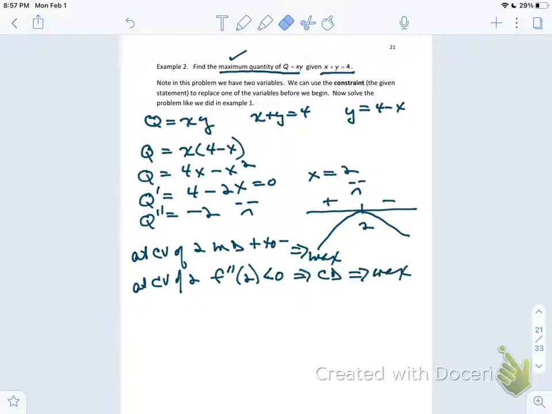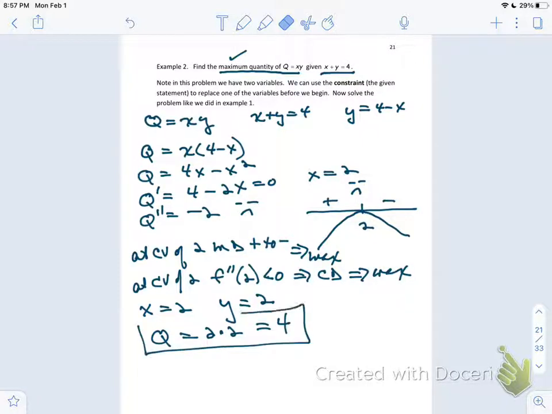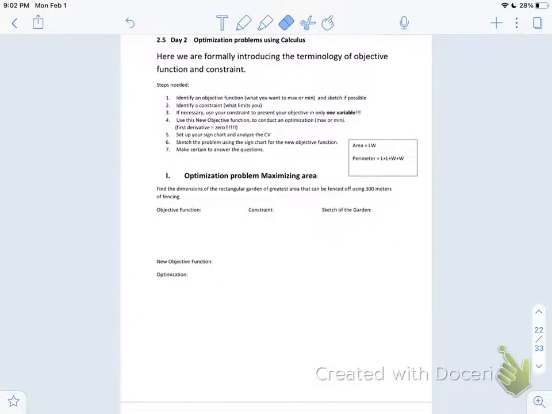All right, so I still need to find the q. So far I know that x is 2. And since x plus y equals 4, y also has to be 2. And therefore the product of 2 times 2 is going to give me 4. And that's really what I need to have for my answer. So see if that makes sense to you. So let's go on. This was 21. Let's go on to 22.